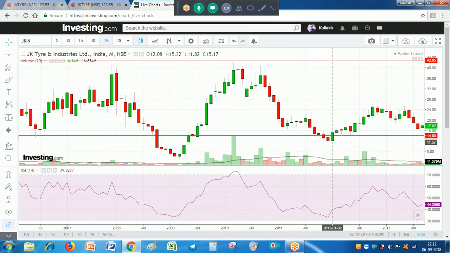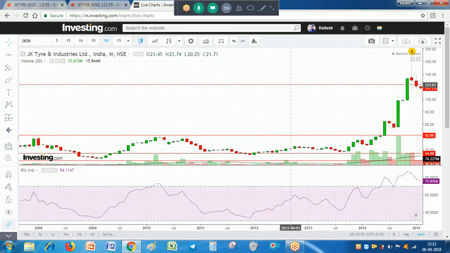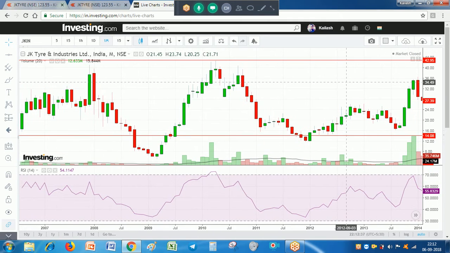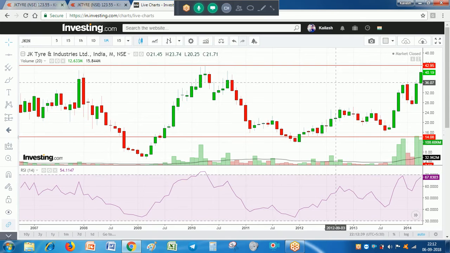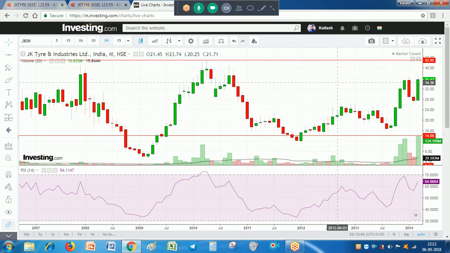So that range, it again took support after this big fall from the 43 level. It came to the level of 12, and then again an upward journey. So friends, this way stocks keep on moving from support to resistance or resistance to support. If the stock has to move above or below any established support or resistance level, it has to break that level. Until the time the stock breaks that level, there are very low chances for the stock to go beyond that range.